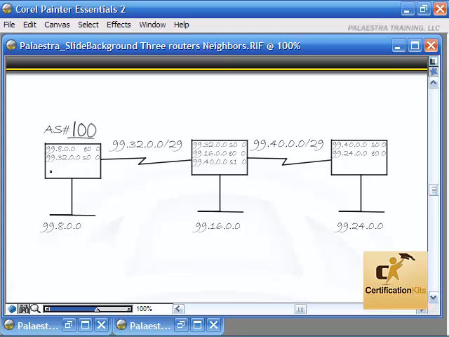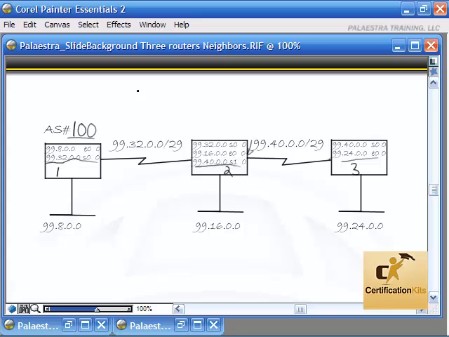We've got 3 routers, Palestra 1, Palestra 2, and Palestra 3. These subnets are configured against the routers. We've configured the IP address and the subnet mask on each interface, so the routing tables look like this. Every directly connected subnet is in the routing table right now.